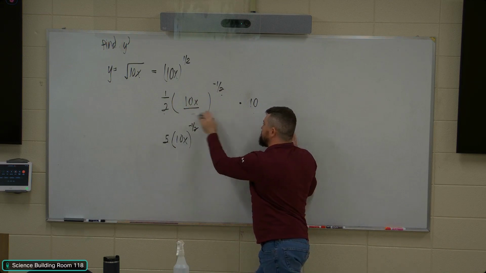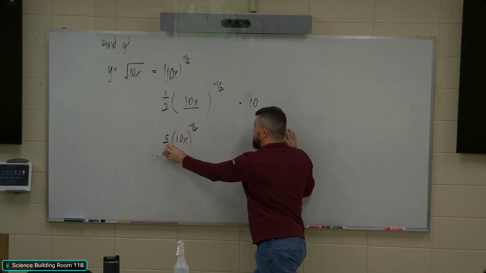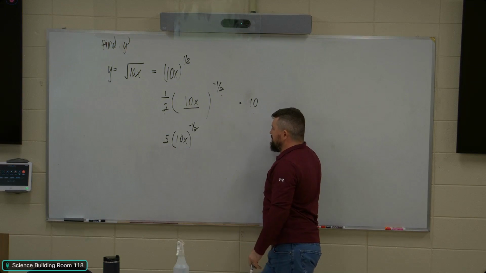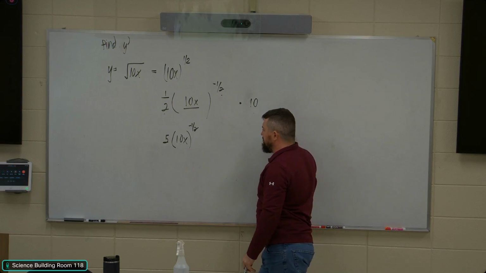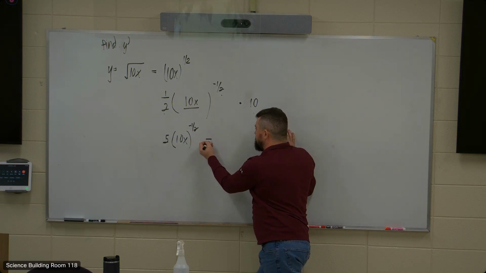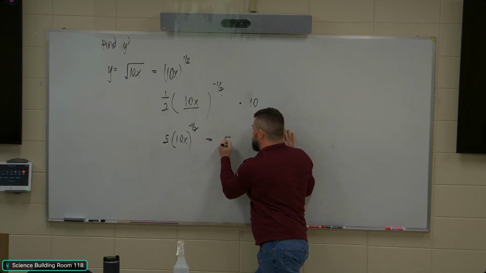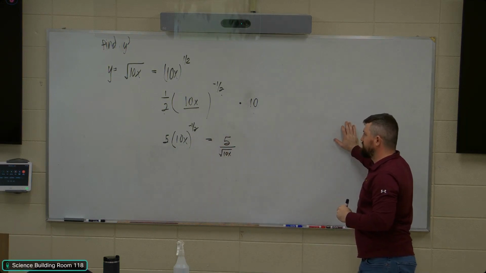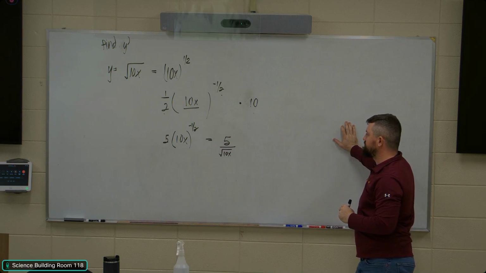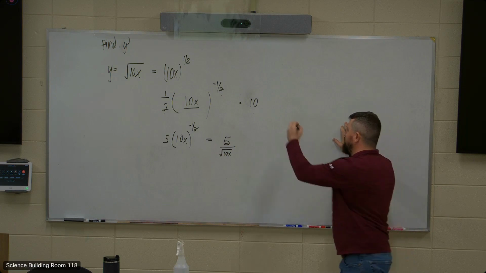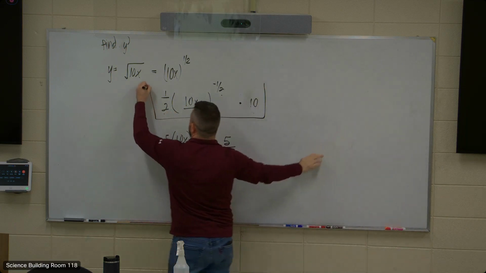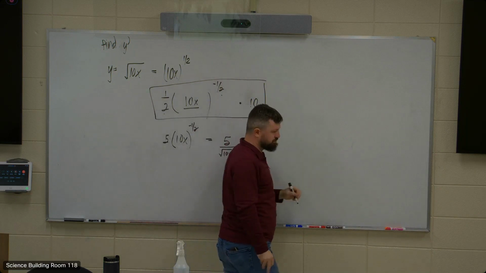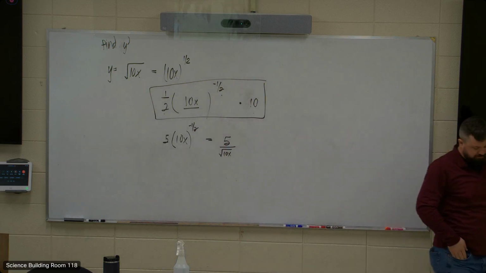Now usually on these problems we can multiply the front and the back together to give us 5. And then if you wanted to keep going and make it look even better, you could put the square root of 10x in the denominator if you wanted to. I will accept this though. I will accept that.